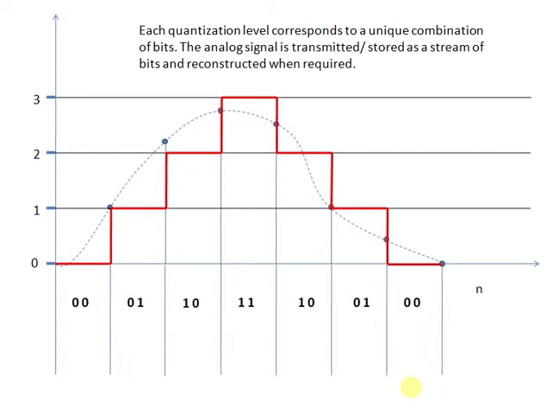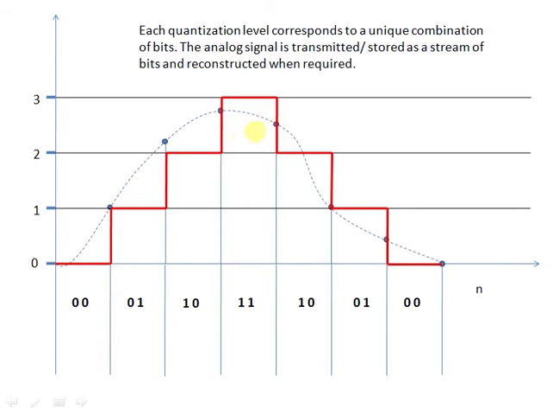Once the signal is quantized, we can easily encode it depending on the number of bits. For example, here the sample value is near to 1, so we have rounded it off to 1 and assigned 01. Here the sample value is close to 2, so we have rounded it off and given 10. Here the sample value is much closer to 3 than 2, so we have rounded it off to 3 and given 11.